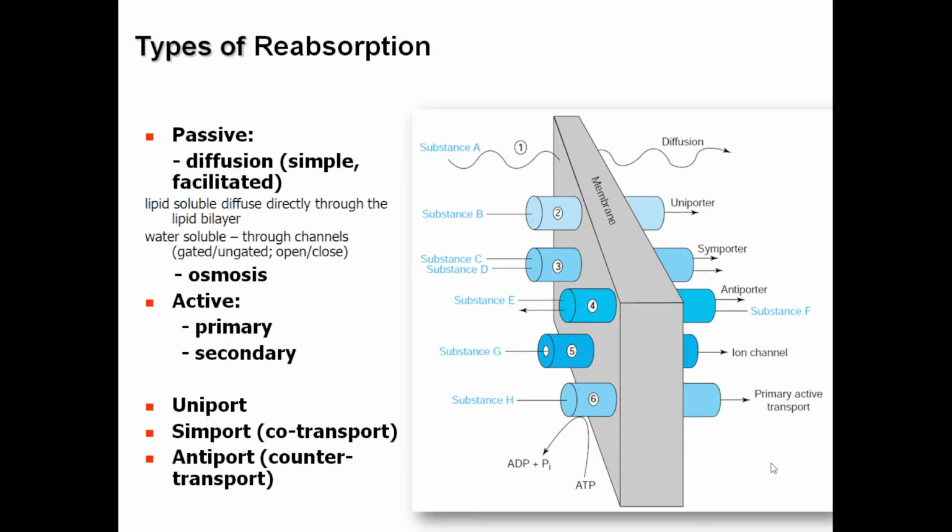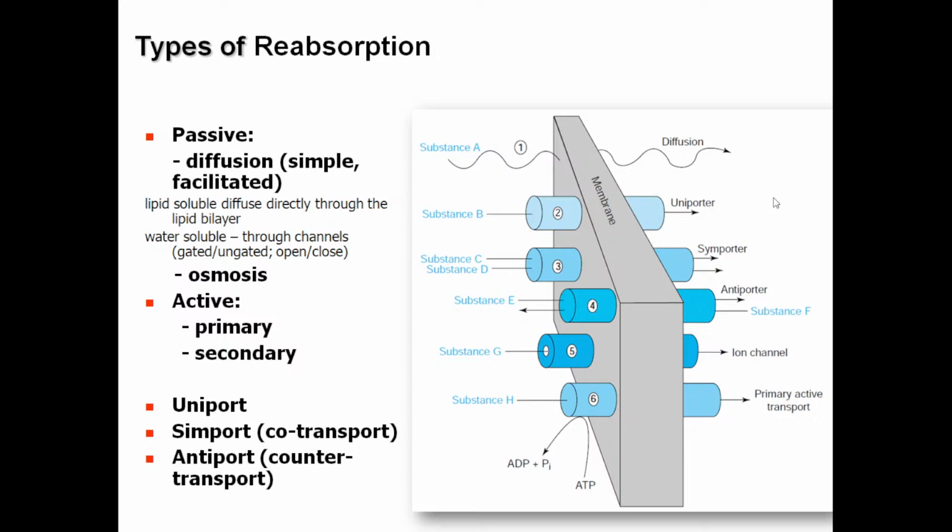And as you might remember, lipid-soluble substances can diffuse directly through the lipid bilayer and nothing else is needed, while water-soluble substances have to move through channels, and those channels could be gated or ungated. And if channels are gated, those gates could be opened and closed.